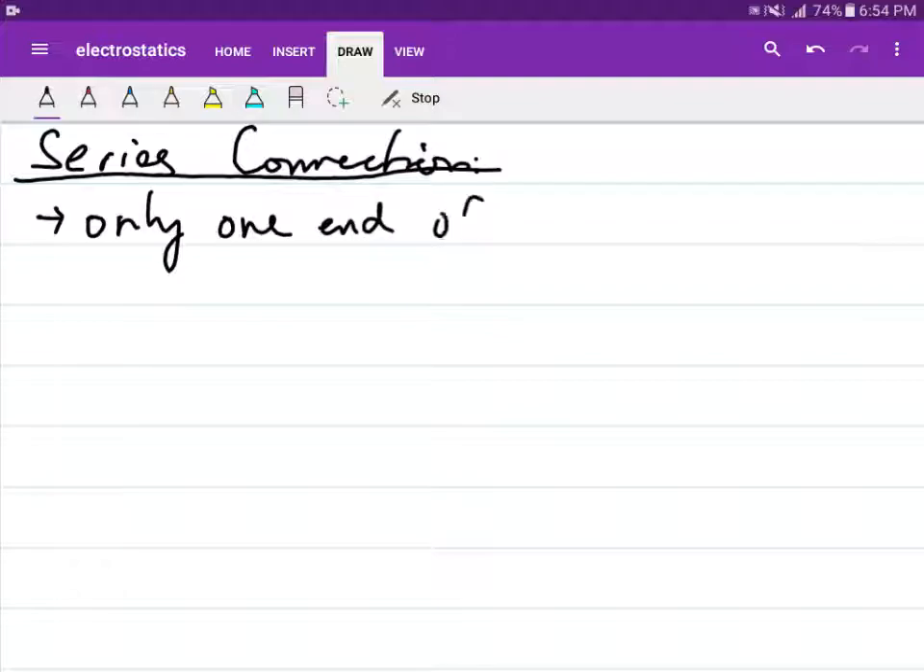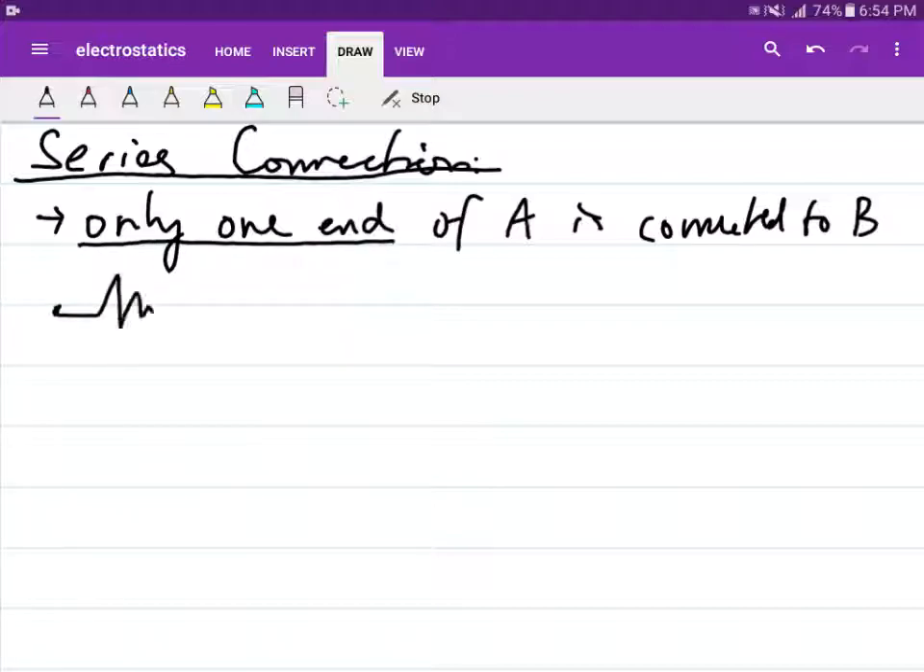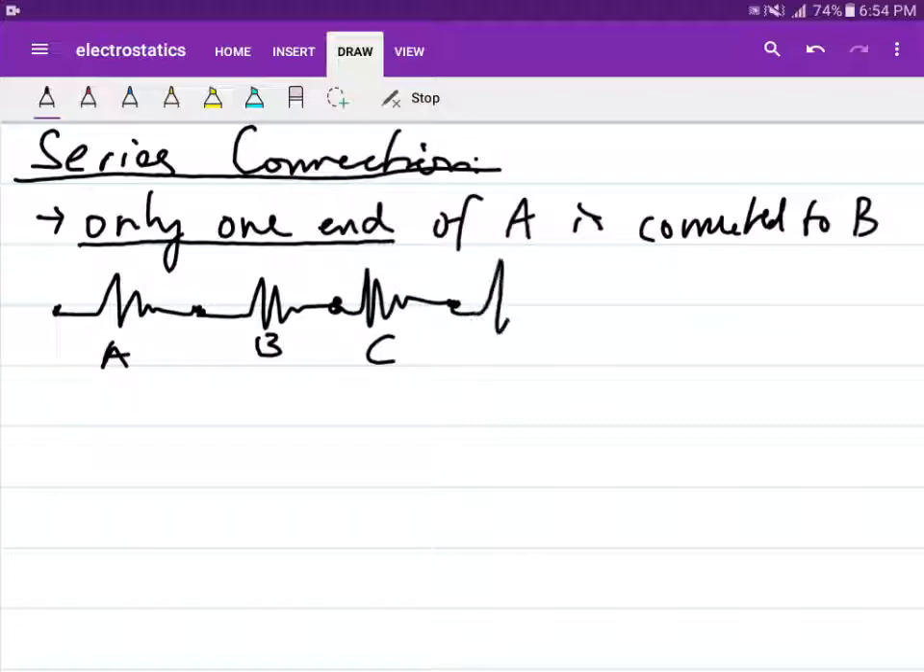only one end of A is connected to B, and then to C. So only one end. That means if this is A, only one of its ends should be connected to B. And also one end of B should be connected to C, and so on, to D. So now we want to simplify this into one resistor, say resistor ABCD.